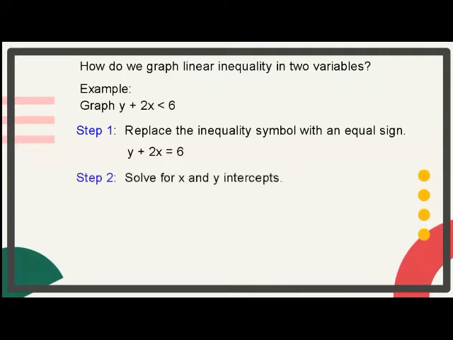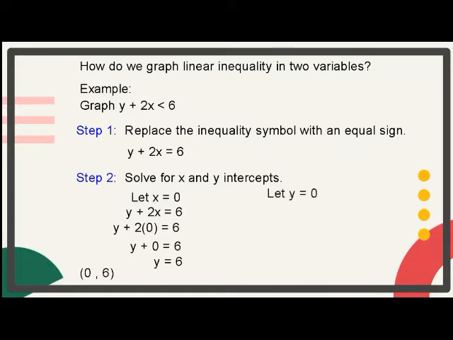Next step, solve for x and y-intercepts. To solve for x and y-intercepts, let x be equal to 0. Then, substitute it to the equation y plus 2x equals 6. So we have y plus 2 times 0 equals 6. Solving for y, we have y plus 0 equals 6. Therefore, y equals 6. And our point is 0, 6.